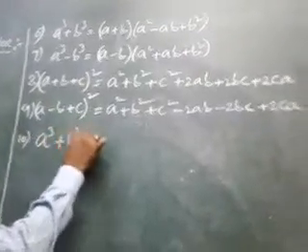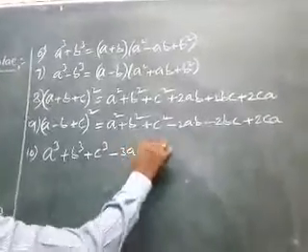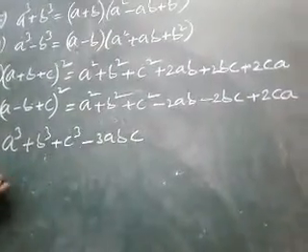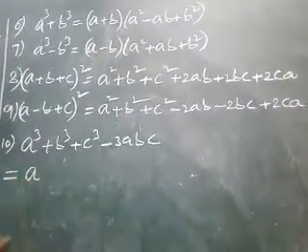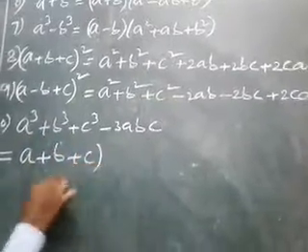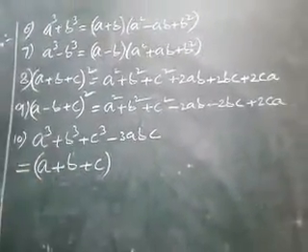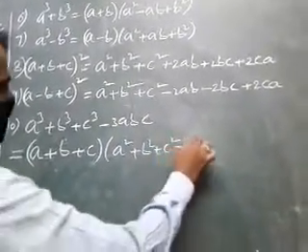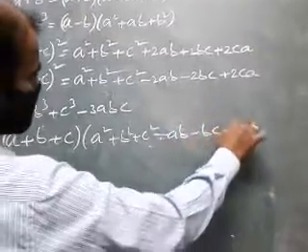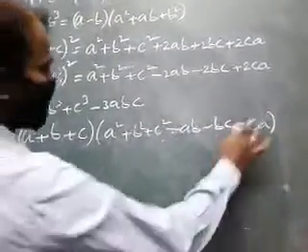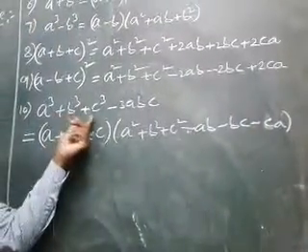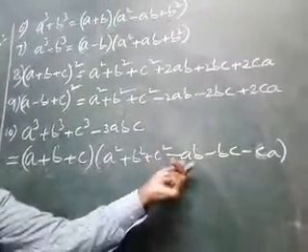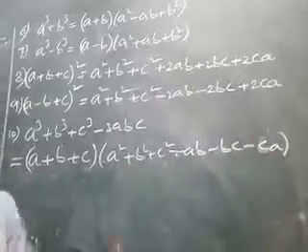a³ + b³ + c³ − 3abc is equal to (a + b + c)(a² + b² + c² − ab − bc − ca). a³ + b³ + c³ − 3abc is (a + b + c) into (a² + b² + c² − ab − bc − ca).